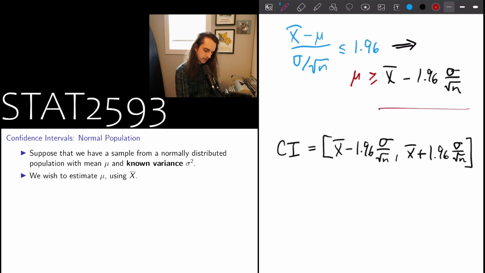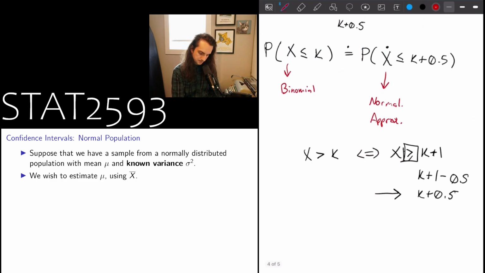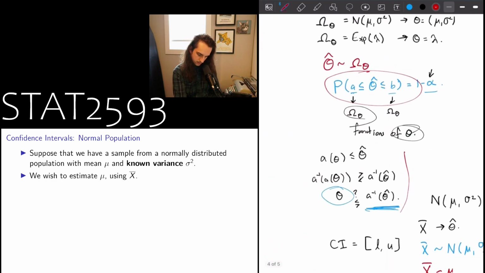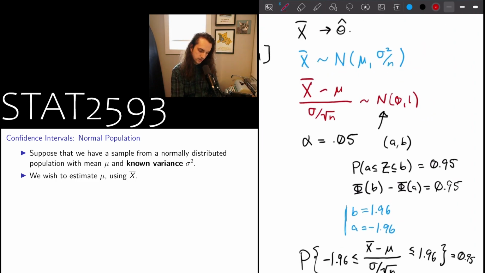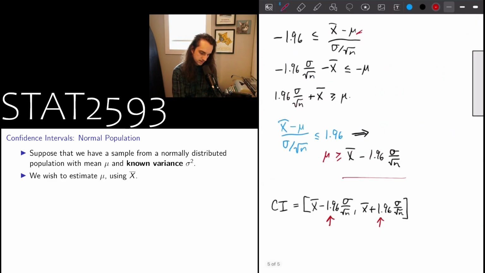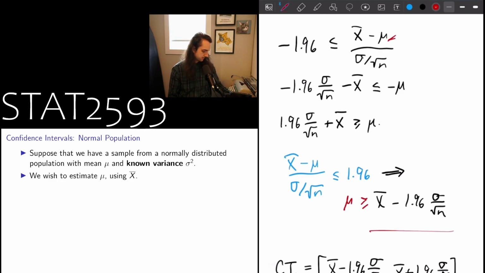We could have chosen a different value than 1.96 if we didn't want alpha equals 0.05. But this is going to be our general process. Let's review what we did. We started with the assumption of things being normally distributed, where we knew the variance. We wrote down a probability statement that we knew the endpoints on, and then we took this expression about our estimator and inverted it in order to make conclusions about the endpoints for our confidence interval.